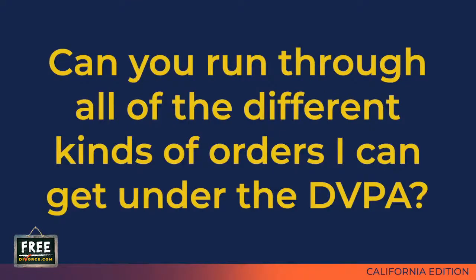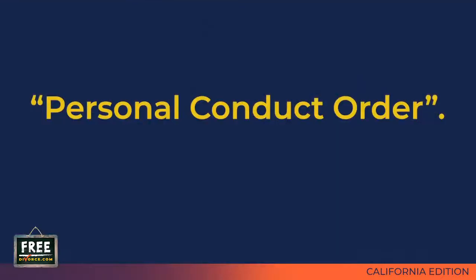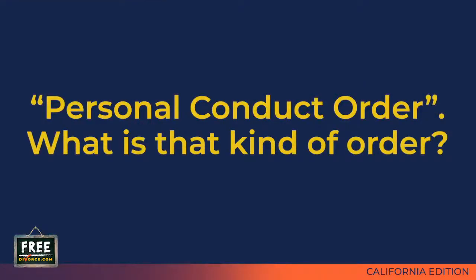Can you run through all the different kinds of orders I can get under the DVPA? Sure. There are 17 different kinds of orders you can obtain under the DVPA. Let's start with a personal conduct order. What is that kind of order?